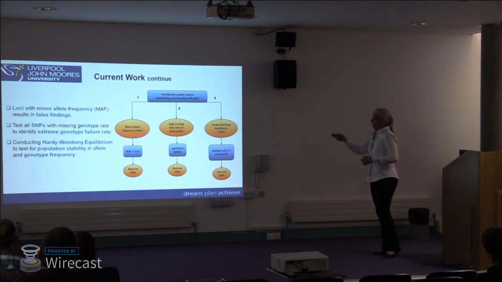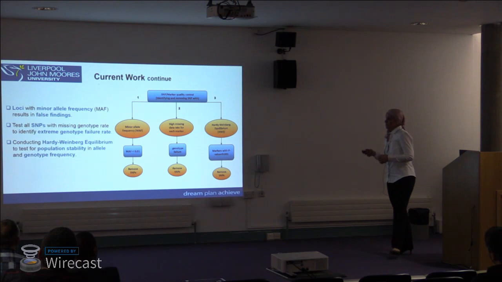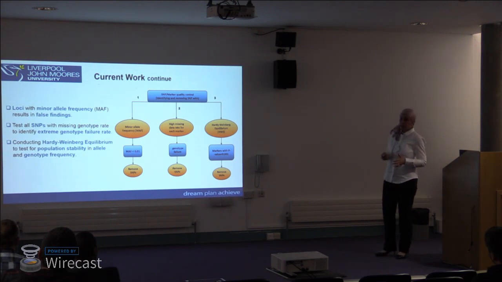Here, this is related to the marker quality control, and basically we will remove all the alleles that have low frequency in the population, and we will conduct the Hardy-Weinberg equilibrium test, which tests for population stability in allele and genotype frequency, and we will also remove anything that matches these criteria.